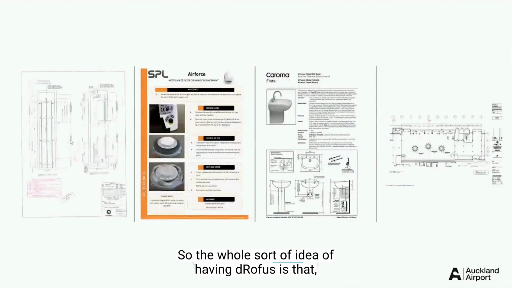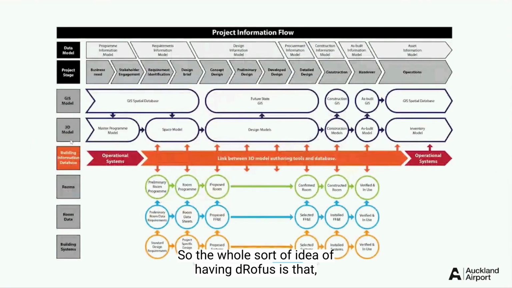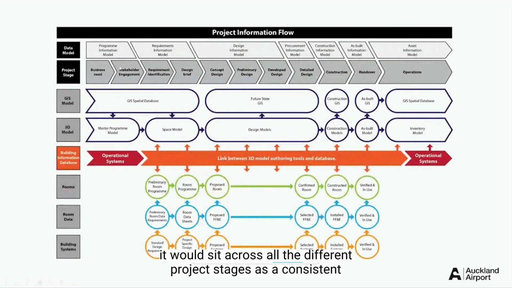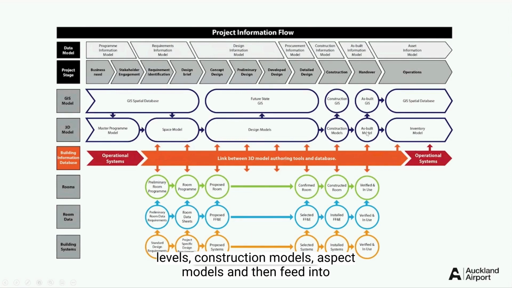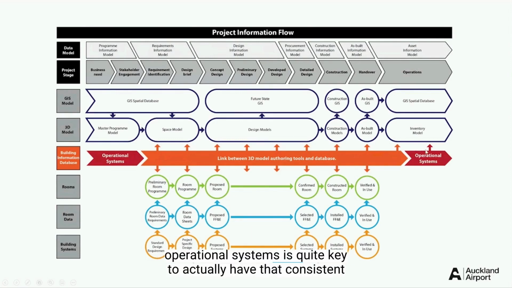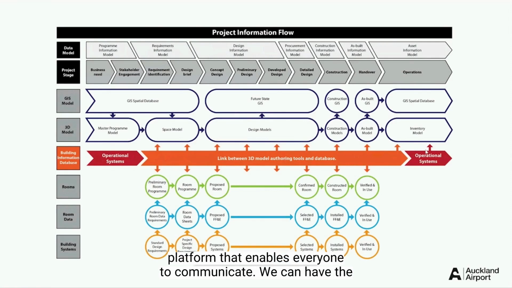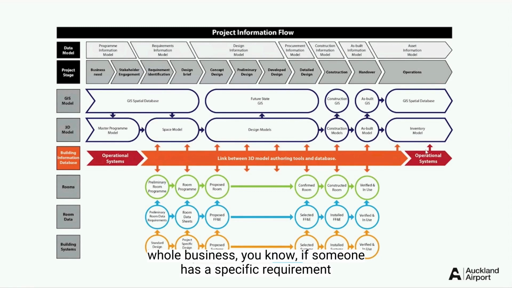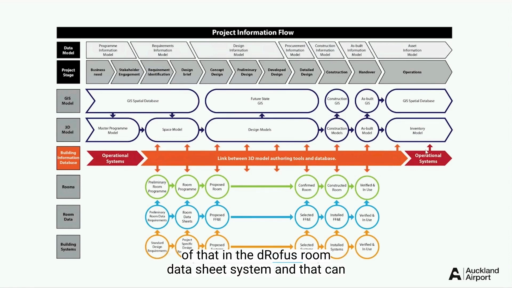So the whole idea of having dRofus is that it would sit across all the different project stages as a consistent database. It can start at the space level, move on to design levels, construction models, as-built models, and then feed into operational systems. It's quite key to have that consistent platform that enables everyone to communicate. If someone has a specific requirement around putting Wi-Fi boxes in rooms, they can make note of that in the dRofus room data sheet system, and then that can be fed directly to the designers once it's been approved.